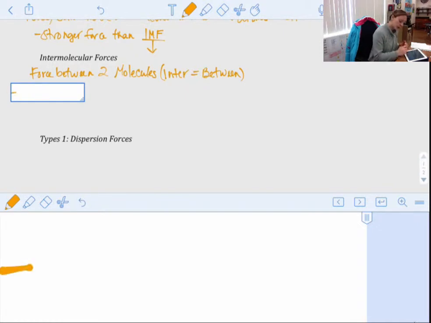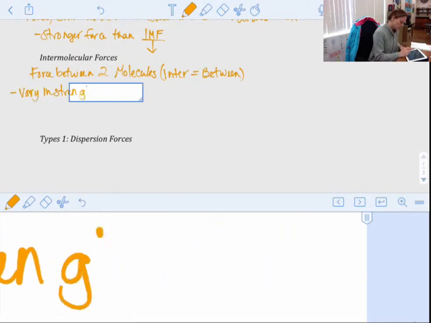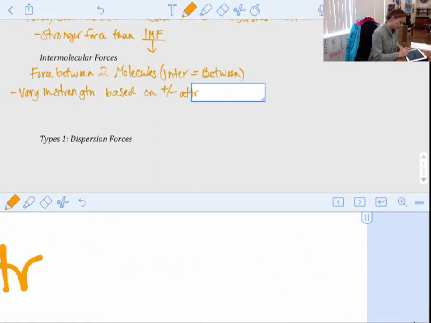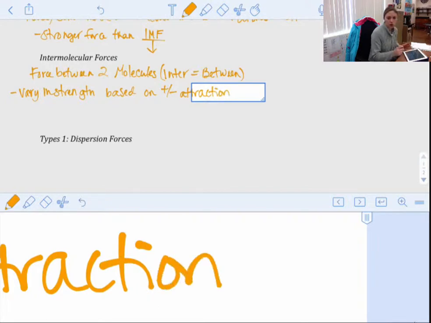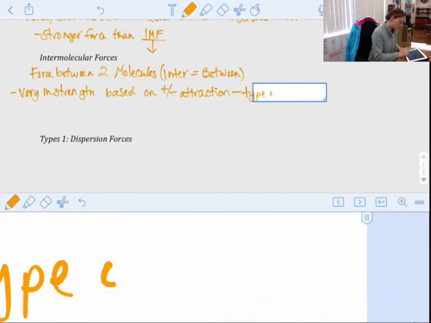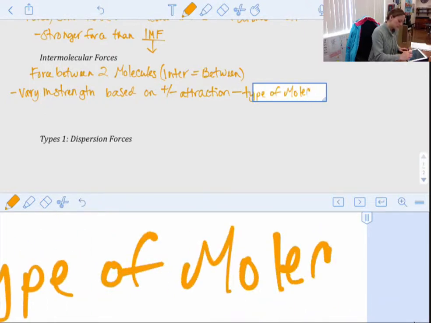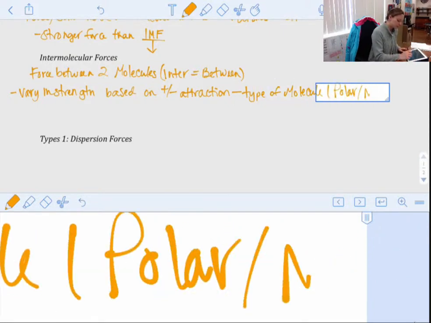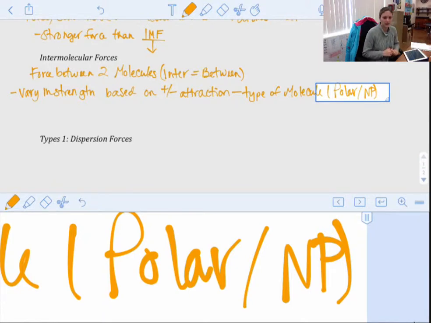All right, they tend to vary in strength, and they vary in strength based on what your positive or negative attraction is. If it's a strong positive negative attraction, it's going to be a stronger bond. If it's a weaker positive negative attraction, it's going to be a weaker bond. And the positive negative attraction is going to kind of depend on the type of molecule. And by that I mean whether it's polar or nonpolar. It's going to make a big difference as to how strong that force actually is.